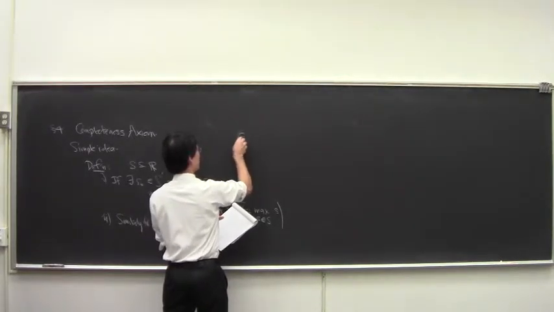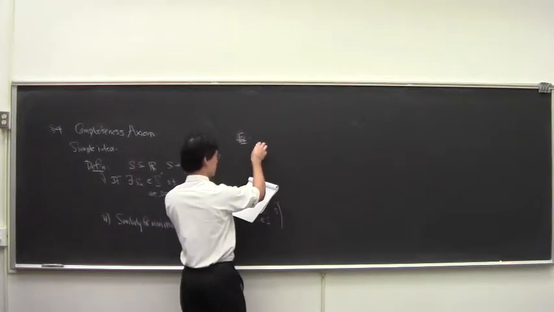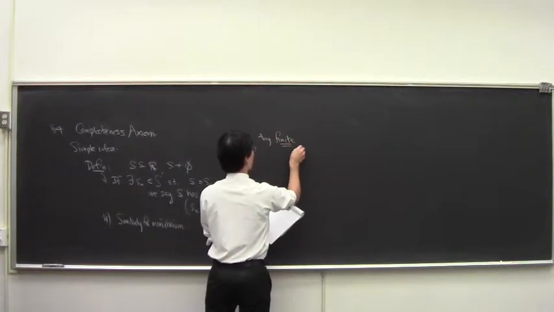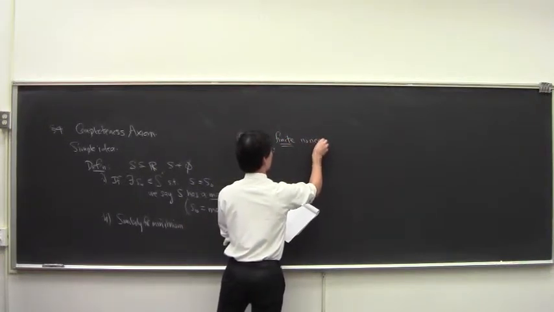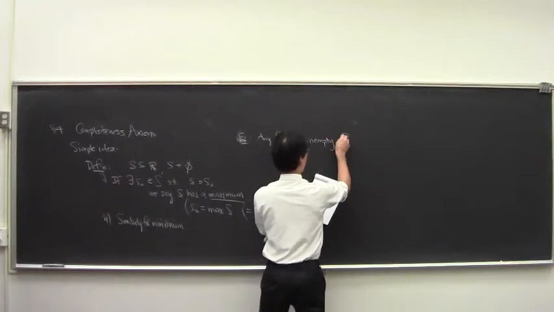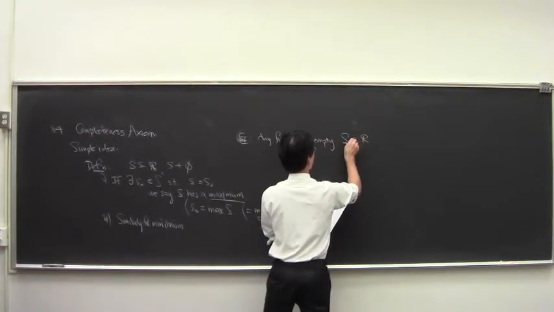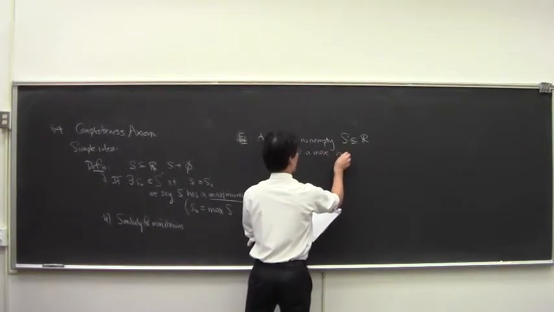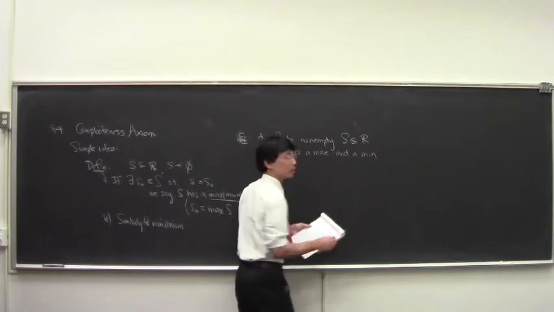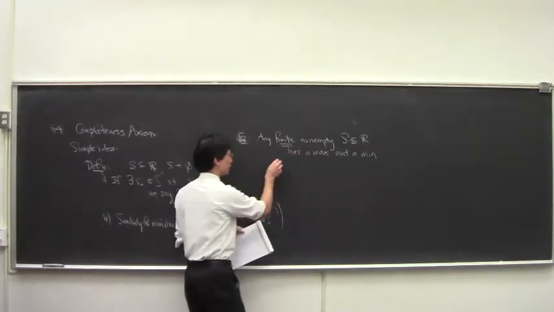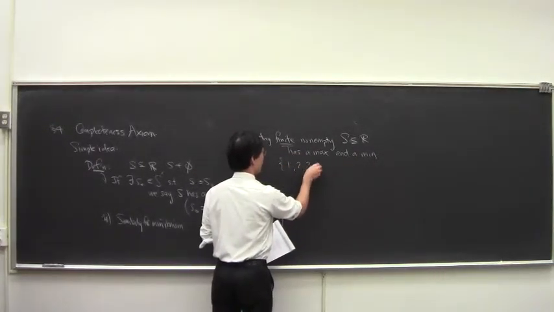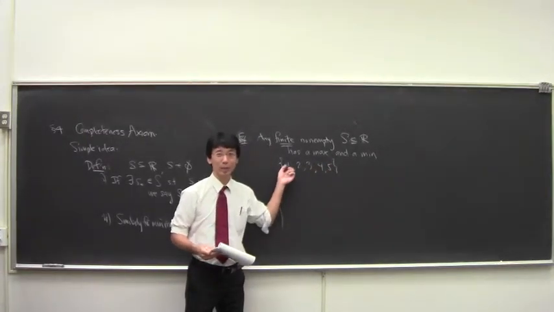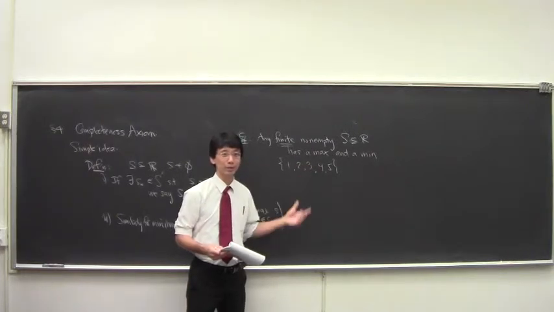The question I put up last time, as we were finishing up, was this: any finite non-empty set S in R has a max and a min. If I say 1, 2, 3, 4, 5, well then 5 is the max and 1 is the min, and those guys are in your set.